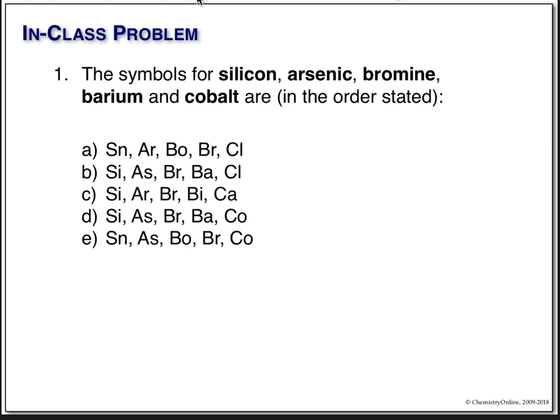Arsenic. Is arsenic Ar? No, that's argon. Arsenic is As. So with this one or this one. Bromine, that's one of the halogens. I said these are very important to know. Br, well, they're all Br. Barium, we just did barium. Barium's a Ba. And finally, cobalt. Cl is chlorine. Co is cobalt.